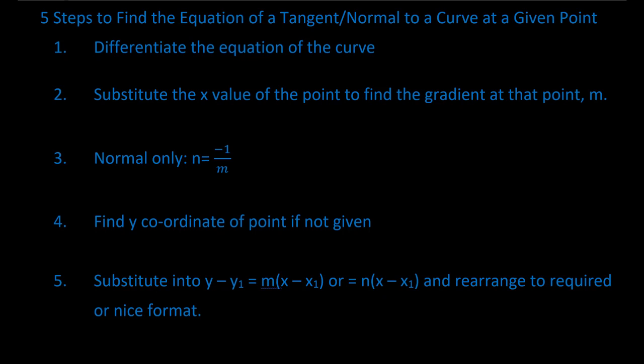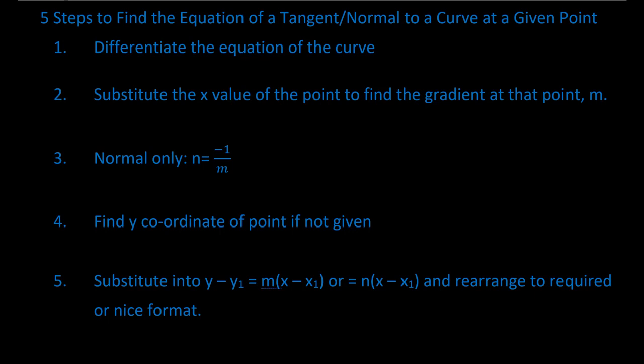And so that takes us to step 2. So you substitute the x value of the point into the dy/dx term to find the gradient at that specific point, and we're going to call that gradient m. So that gradient would be the gradient of the tangent at that point. Now you only need to do step 3 if you're doing the normal.